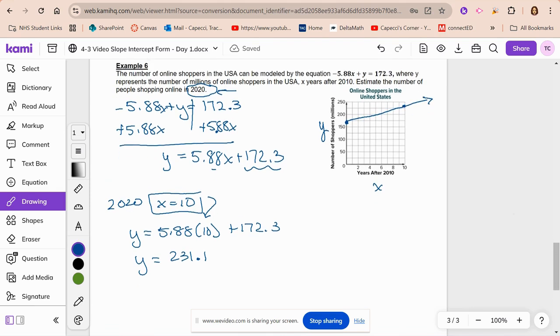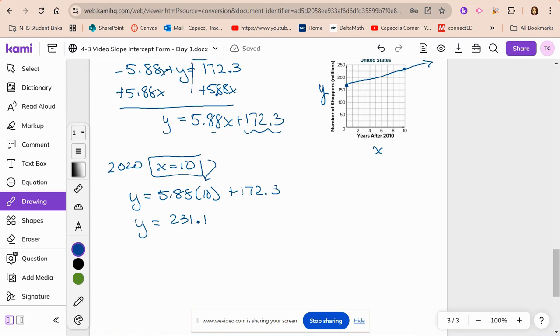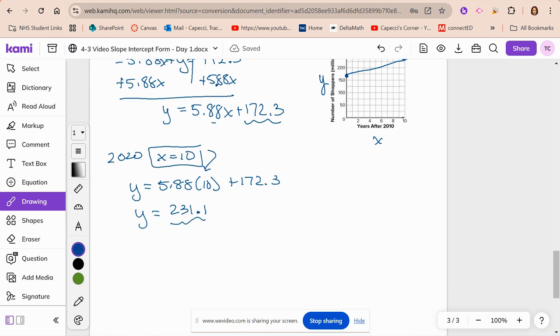Okay, so the question says estimate the number. So in looking at this value, we are going to say it is about 231 million shoppers.